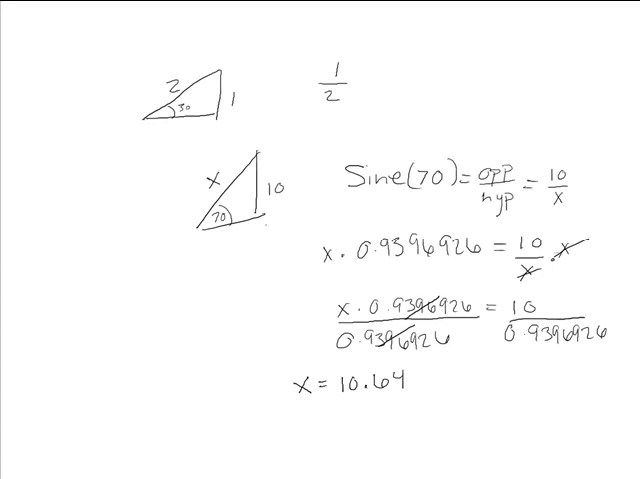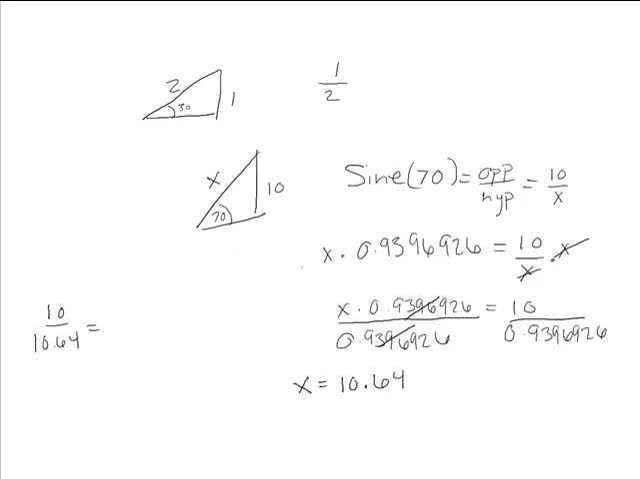You could always plug this back in to figure out if that ratio is still true. I mean, it has to be, right? That's how we found it. But sometimes we plug numbers in wrong and maybe it doesn't come out right. In this case, to check our answer, we want to see if 10 divided by 10.64 is the same as this sine value over here. So let's see what we get.